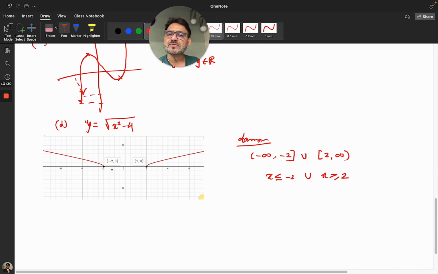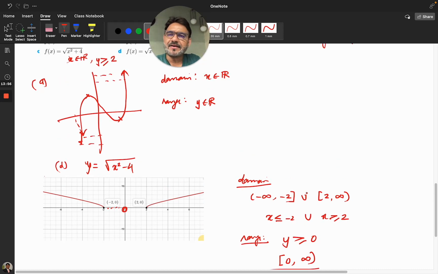Range are the y values. What is the minimum y value? This is your minimum y value. This is your 0. So range is y is greater than or equal to 0. That's your range. Or if you want to write in the bracket notation, so you have 0 which is included and infinity which is excluded. You can write like this or like this. Doesn't matter. So domain and range is always slightly tricky.